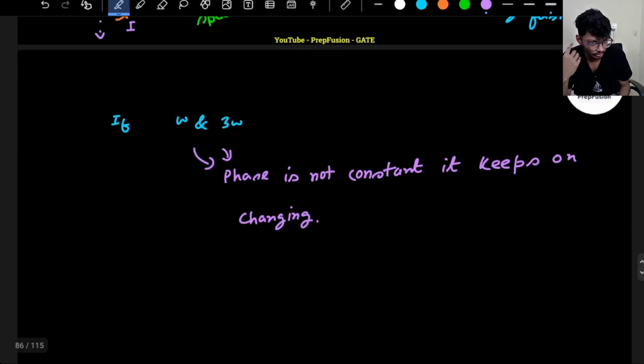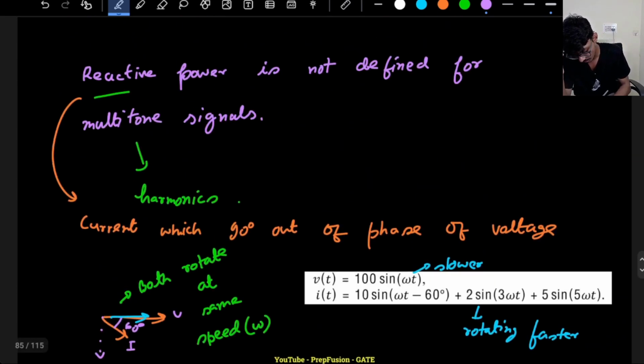So you cannot find out the phase difference. If you cannot find out the phase difference, you cannot find out the 90° out of phase component of the voltage. So you cannot comment about reactive power. So reactive power is not defined for multi-tone signals. I have told you the actual reasoning as well. You will not find it anywhere on YouTube, anywhere else.